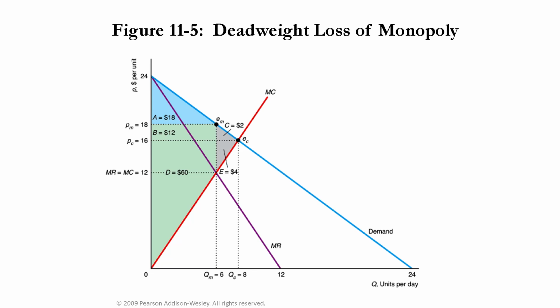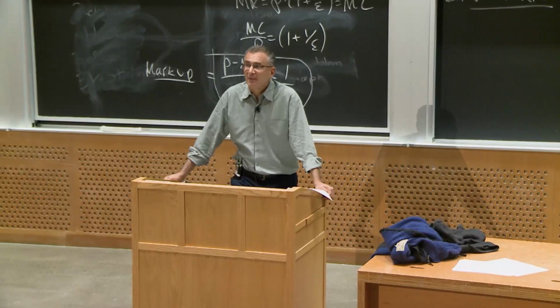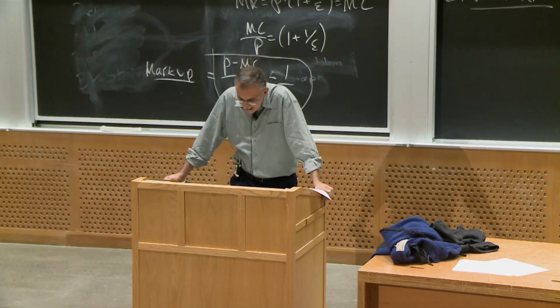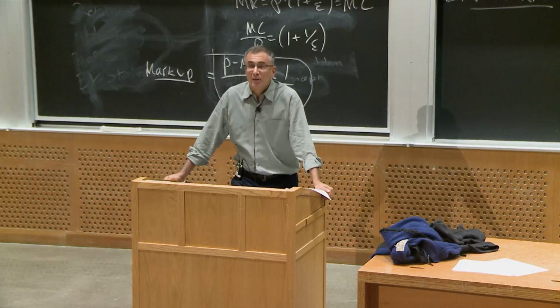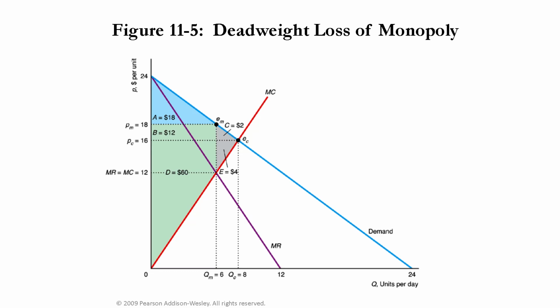What is the consumer surplus in the competitive case? What letters represent the consumer surplus in the competitive case at point EC? Come on, guys, help me out here. Yeah, loud. A plus B plus C. What's the producer surplus in the competitive case? D plus E.